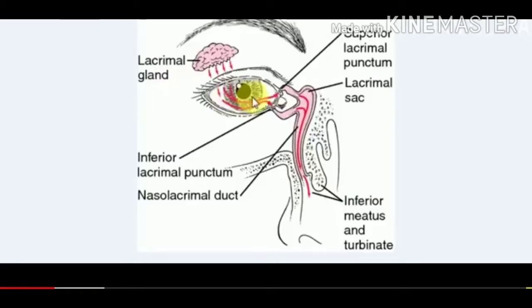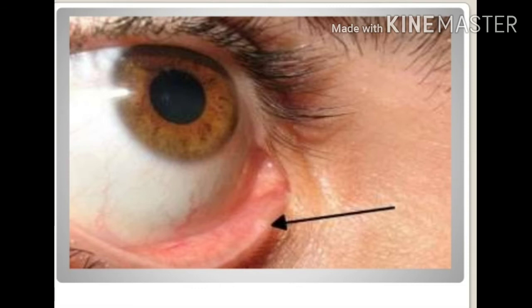Next, coming to the conjunctival sac. The superior fornix of the conjunctival sac receives the lacrimal fluid from lacrimal ducts. The fluid is transferred to the conjunctival sac for spreading evenly to form a thin film over the cornea and conjunctiva.